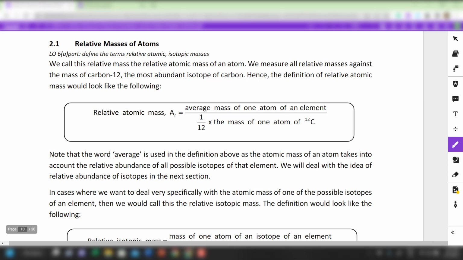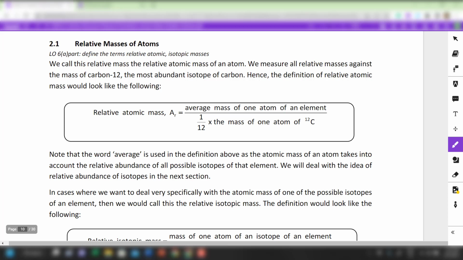Okay, so we call this relative mass the relative atomic mass of an atom. Why is that the case? Because they are measured against a well-defined unit known as carbon-12. So carbon-12 is the element that we use as a reference point. Okay, and of course carbon-12 is the most abundant isotope of carbon.